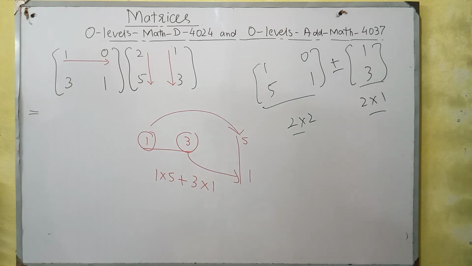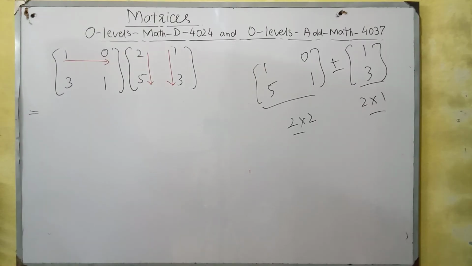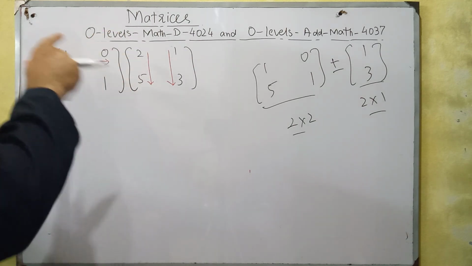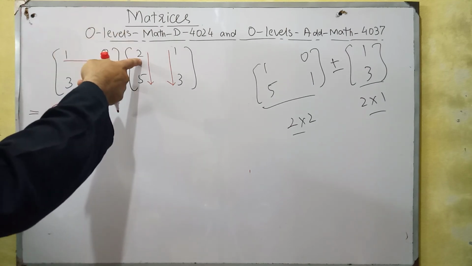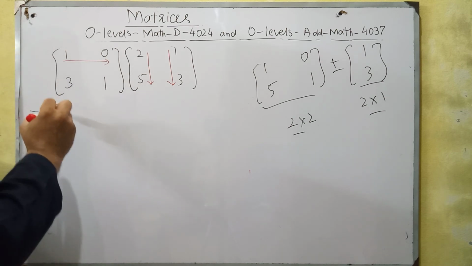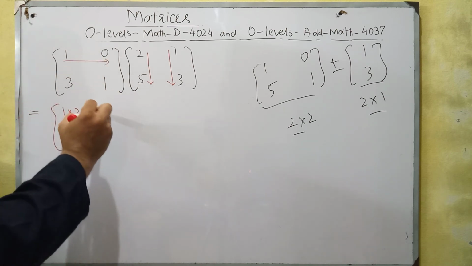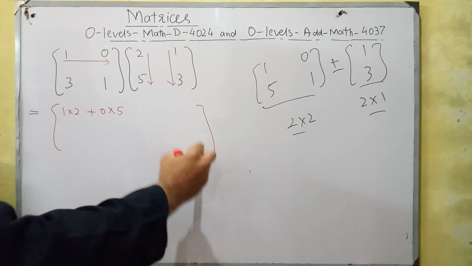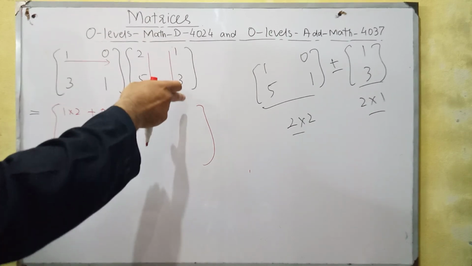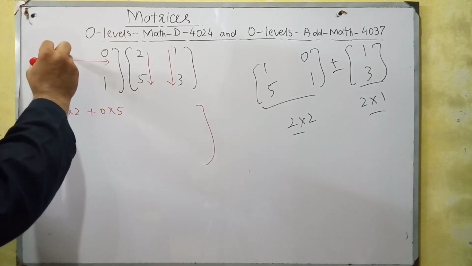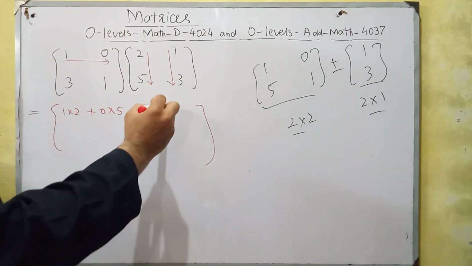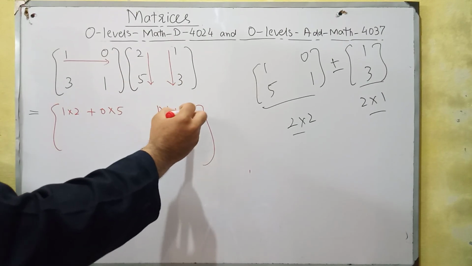This is multiplication of matrices. So if we multiply this row with this column, we know that the left element is multiplied with the upper element of the column and the right element of the row is multiplied with the lower element of this column. So we'll have 1 multiplied by 2 plus 0 multiplied by 5. We can see that we have multiplied this row with this column. Now we will multiply this row with this column. In the same way, we will multiply the left element with the upper element and the right element with the lower element. So we will have 1 multiplied by 1 plus 0 multiplied by 3.